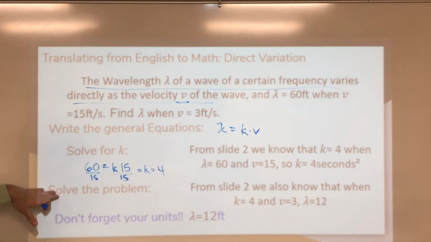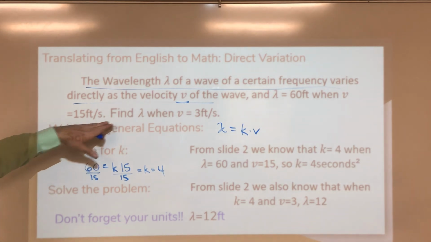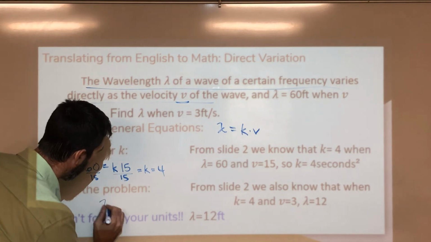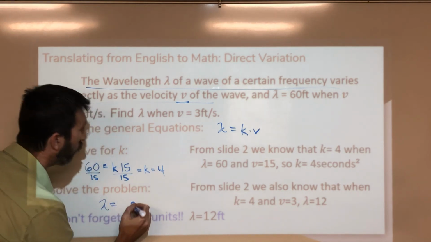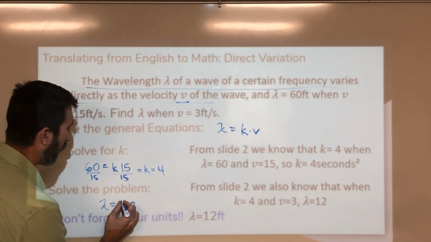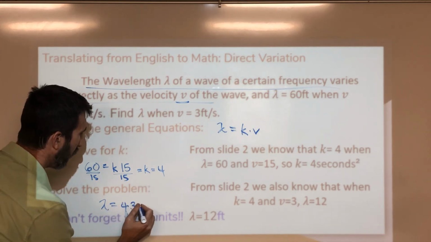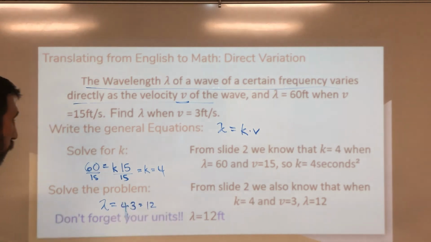Now we can solve the problem. Now they say, find lambda when v equals 3 feet. So we're trying to find lambda. We know that v is 3 feet, and we've already solved for k. We already solved that k equals 4. That means lambda is going to equal 12, which is exactly what we got on slide 2.